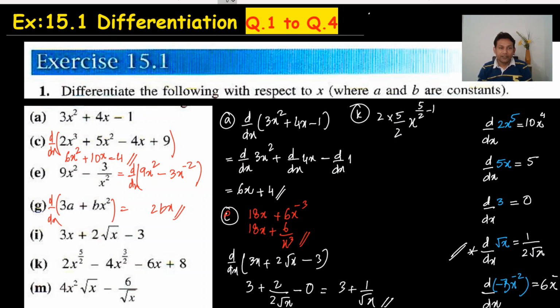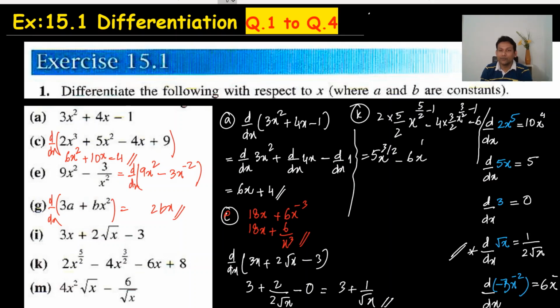I applied here. Then here minus 4 multiplied by 3 upon 2 and x power will become 3 upon 2 minus 1, and the differentiation of 6x is only minus 6. Yes, and differentiation of 8 is 0. So when we simplify this, 2 and 2 cancel out. So 5 upon 2 minus 1 is 3 upon 2, minus 4 times 2 is 2 times 3 is 6. X power 3 upon 2 minus 1 is 1 upon 2, and 6 is there, and we have done it. So this is the way we can do the basic differentiation.